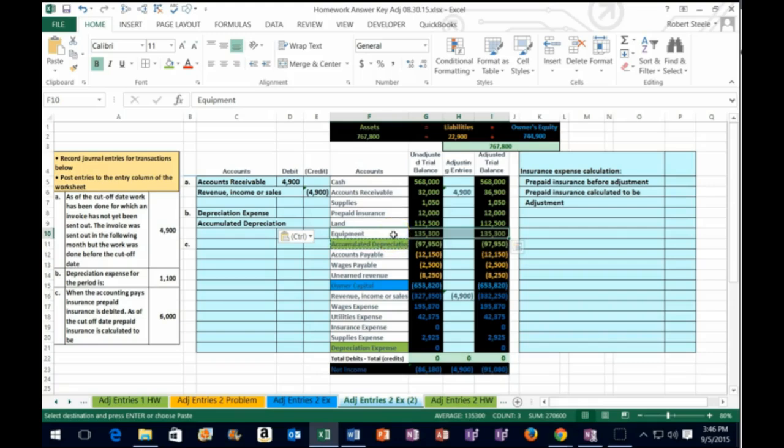135,300. We purchased it for 135,300. It could be multiple pieces of equipment or one piece of equipment. And what we're going to do with equipment is put it on the books as an asset, similarly to how we put supplies on the books as an asset, and then we want to expense it as we use it.